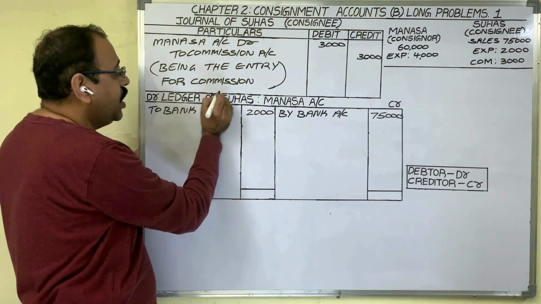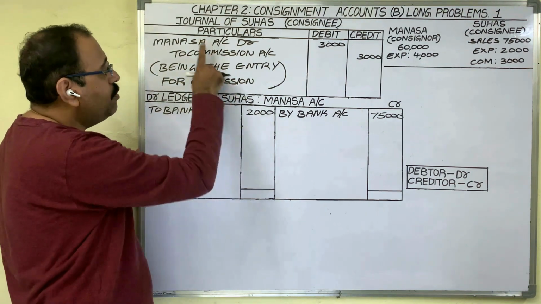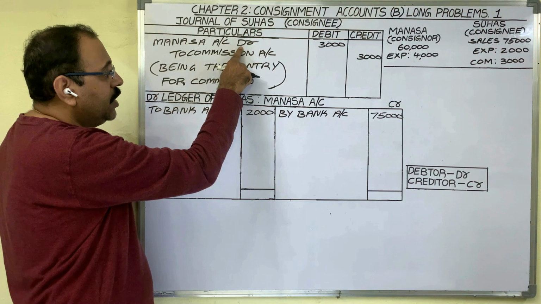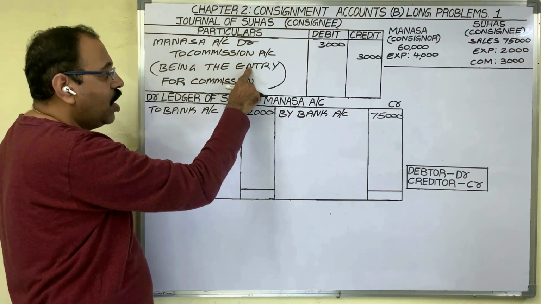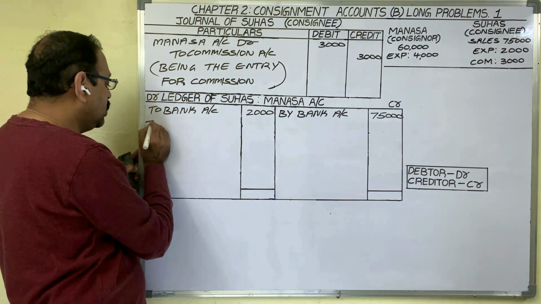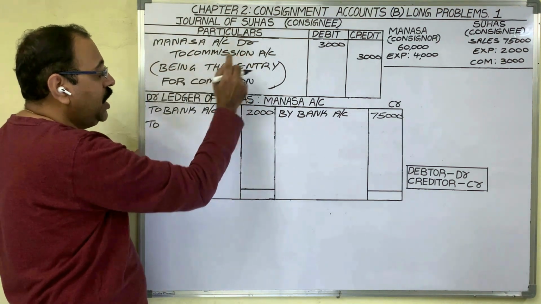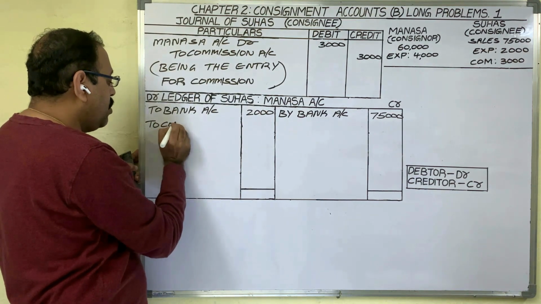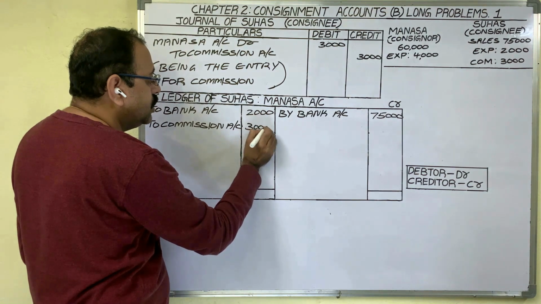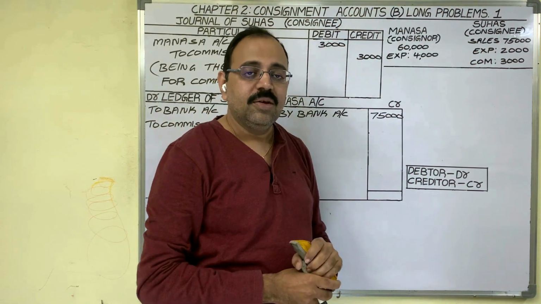Now this entry we have to post. We are not preparing commission account, only Manasa account we are preparing. Manasa account is debited. Therefore, this entry also in Manasa account, debit side we should post. What to write? Other side account name, commission account. To commission account. Amount is 3,000 rupees. Now, all transactions we have posted.